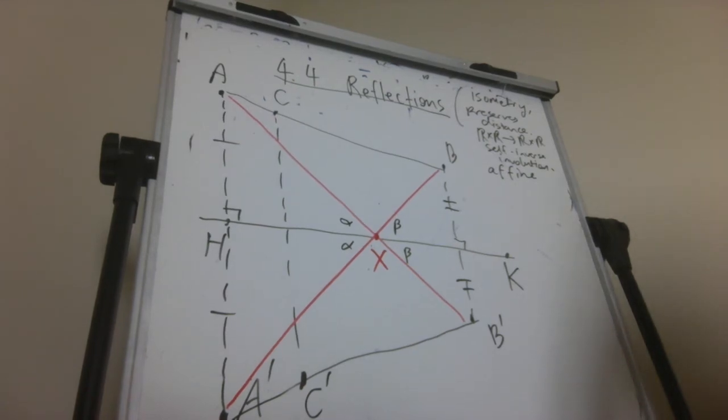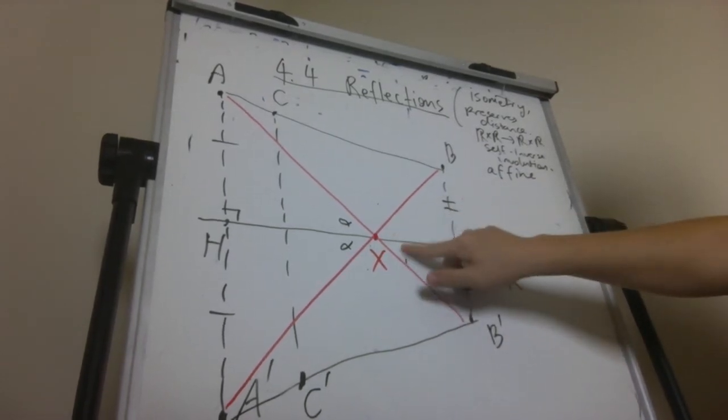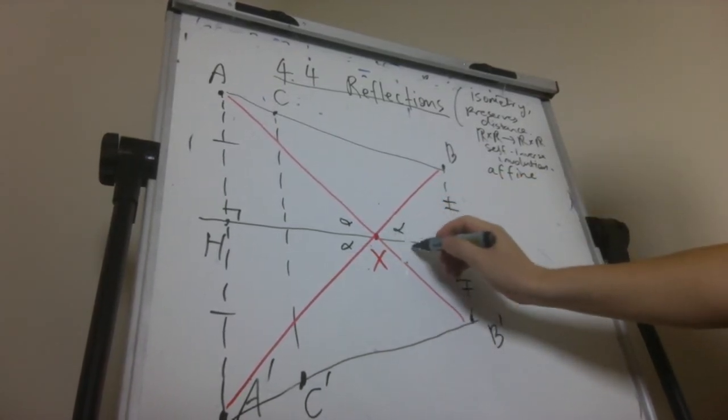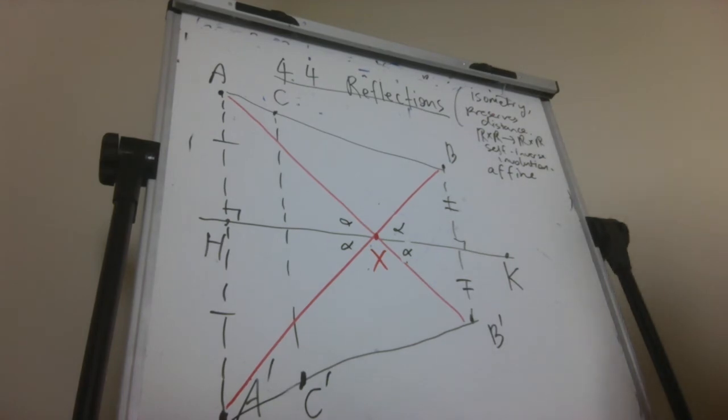The properties of vertical angles permit us to label angle AXH equals angle B prime XK. Yeah, we just labeled that, right? Hence, angle AXH equals angle KXB. Alpha equals beta. Oh, so alpha equals beta, yeah? Yep. Because vertical opposite angles.